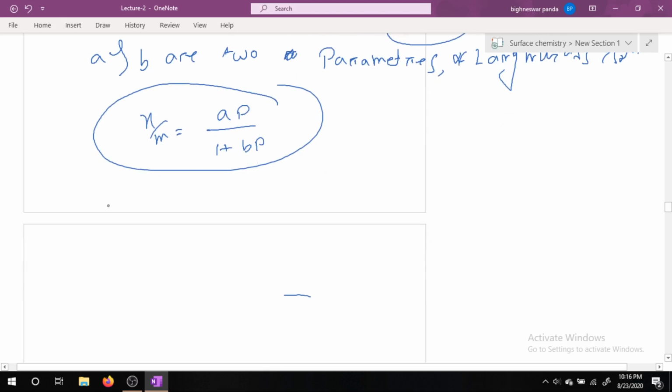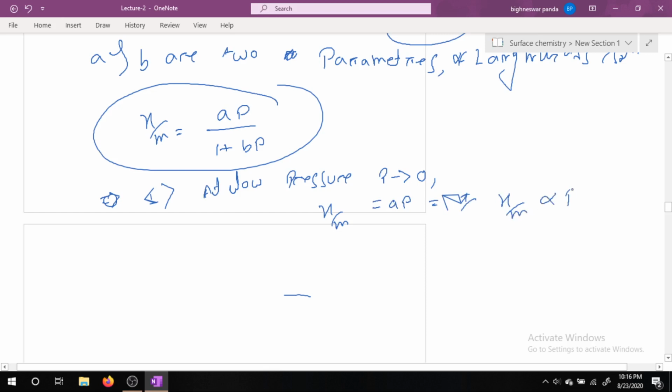How? At low pressure, when the pressure is very low, that means P tends to 0. If P tends to 0, then bP will be 0. So x by m is equal to aP. That means x by m is directly proportional to P at low pressure.